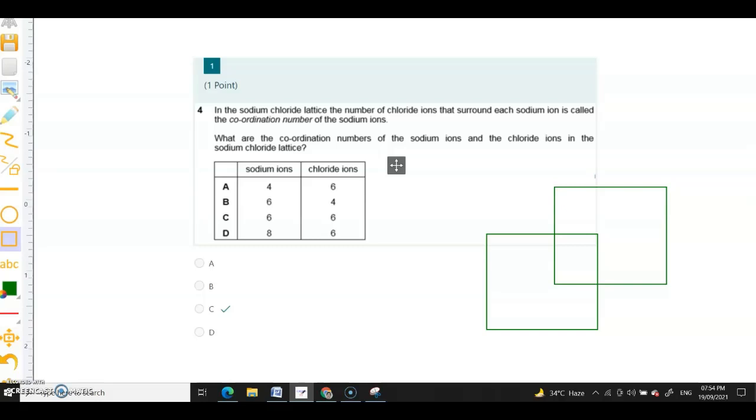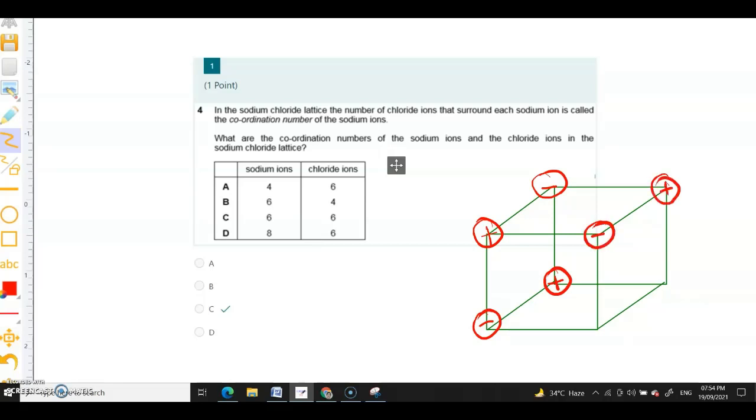So if we draw a cube, and it has alternating sodium and chloride ions, if we draw a unit cell of this sodium chloride lattice, if we have a sodium ion here, we have a chloride ion here, chloride ion here. So now how can we know that the sodium ion is surrounded by 6 chloride ions?